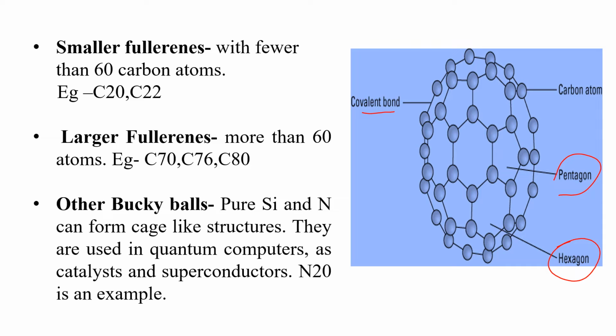Not only carbon, but pure forms of silicon and nitrogen can also form ring-like structures. They are used in quantum computers, catalysts, and superconductors. N20 is an example for this. They are known as buckyballs.